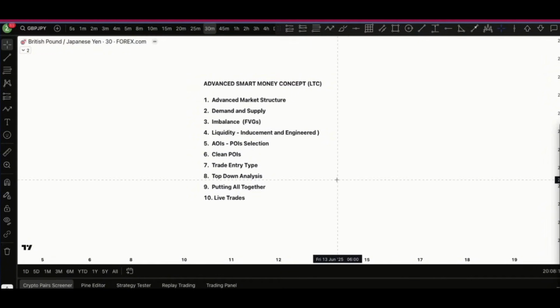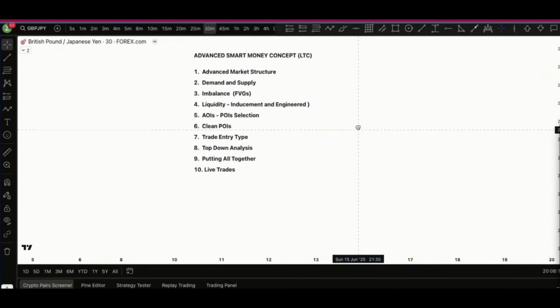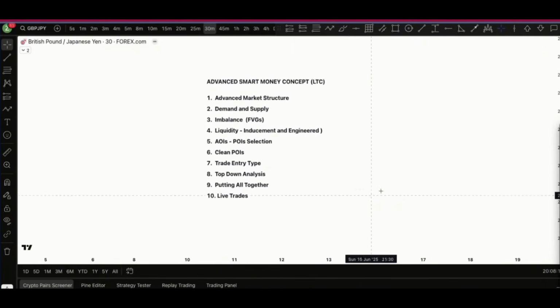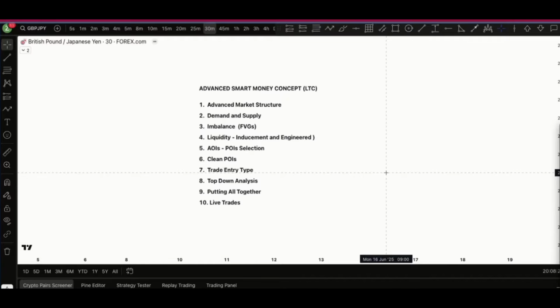All right. So now we are going to start with the advanced market structure. So we know what a market structure is. In every trading concept, either you trade the normal price action, that is support and resistance, you trade smart money concept, you trade ICT, we all follow market structure. That is where we have the bullish market and a bearish market or a range market.